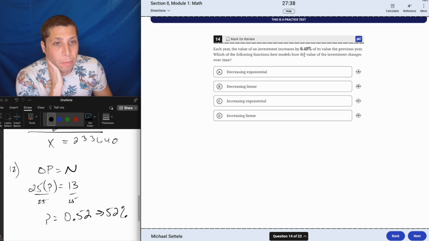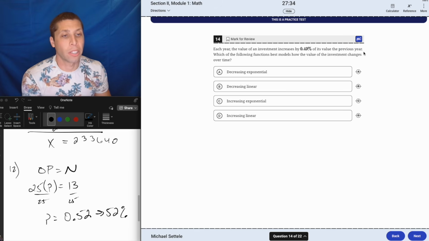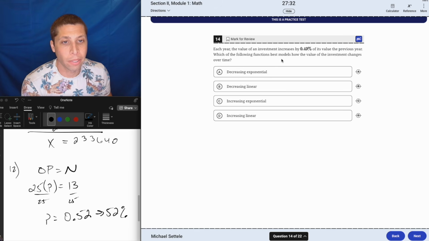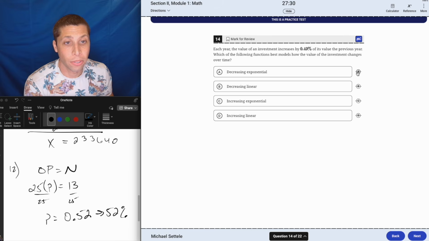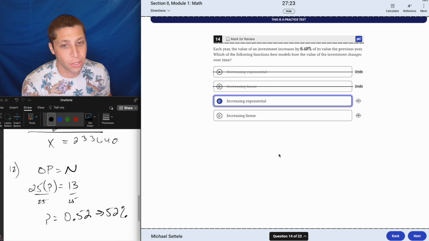Each year, the value of an investment increases by 0.49% of its value the previous year. So previous year tells me it's exponential. Which of the following functions best models? So it's not a decrease. Yeah, because it says increase. And it's an increasing exponential because it's the previous year.